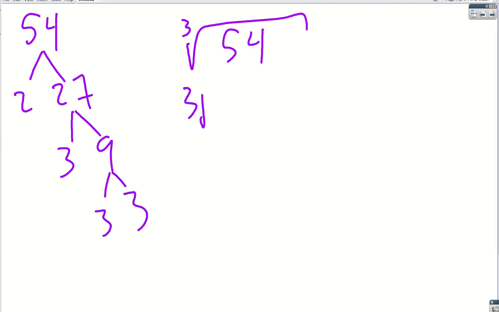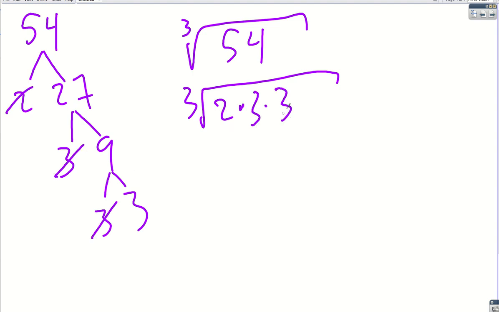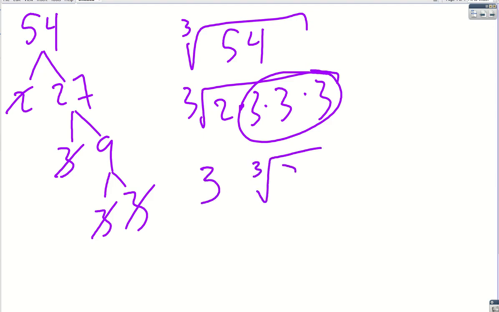Which means I have the cubed root of 2 times 3 times 3 times 3. And this says circle groups of 3. So there's my group of 3. So that's what gets to be pulled out. So I have 3 cubed root 2.